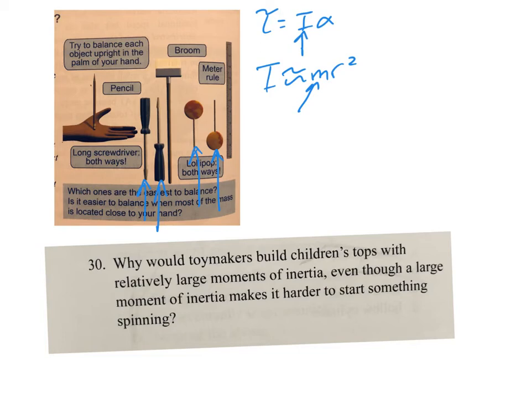And the answer is inertia takes over. And once inertia takes over, it's harder to get it to stop than it is to keep it moving. And the same thing is true with the tops. Once you get it spinning, even though it's hard to get it spinning, it's easier to stay spinning because it has a high moment of inertia, which in spinning terms is similar to having a large mass in linear terms.